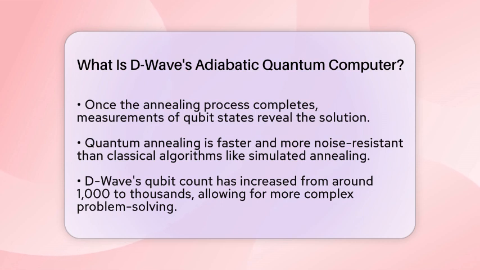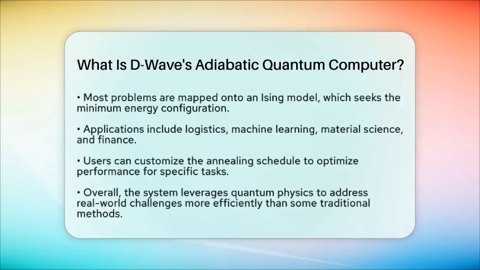handle more complicated problems. Most problems tackled by D-Wave are mapped onto an Ising model, which uses spins that can be either plus or minus 1. The goal is to find the configuration that minimizes the energy function. To do this, users translate their problem into this form and embed it onto the hardware's qubit network.